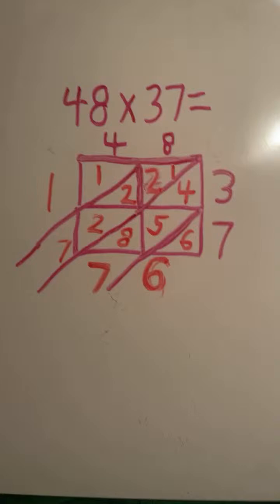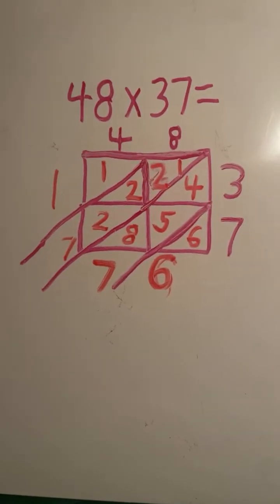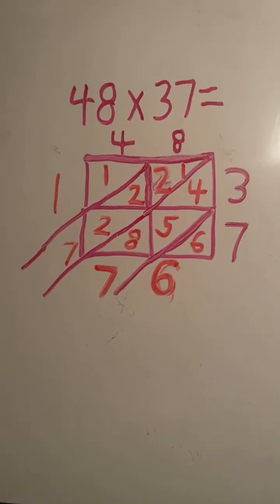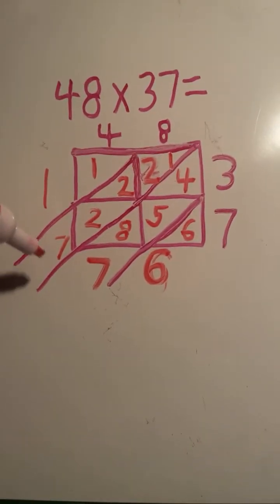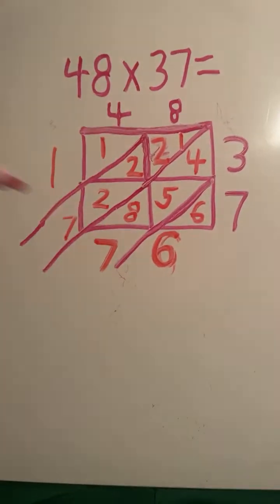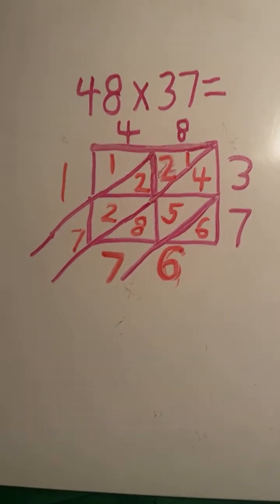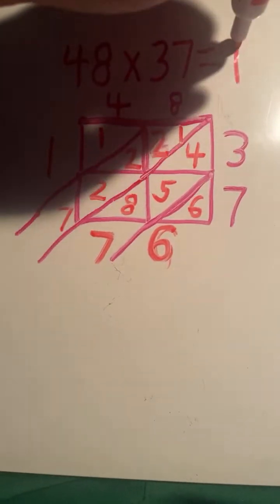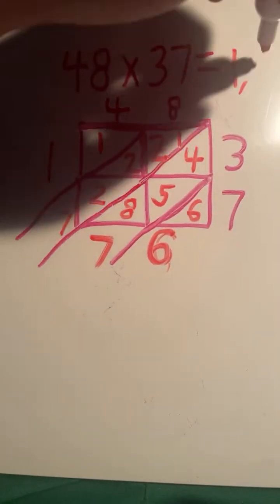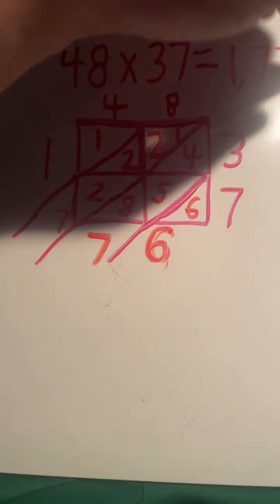Then we read the number from left to right. So we have a 1 in the thousands place, a 7 in the hundreds place, a 7 in the tens place, and a 6 in the ones place. Our answer is 1,776. 48 times 37 equals 1,776.